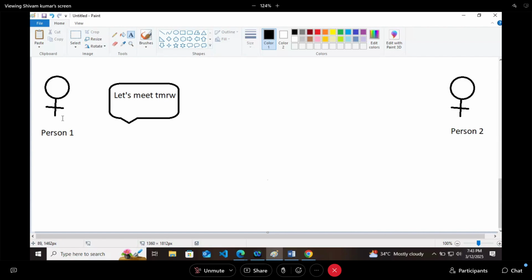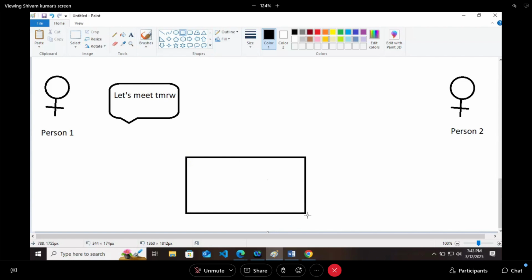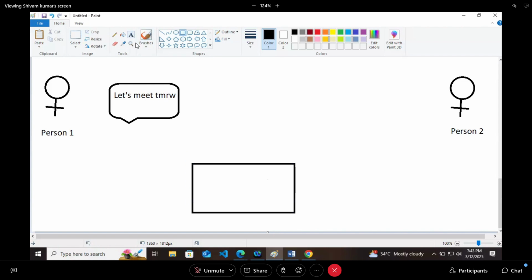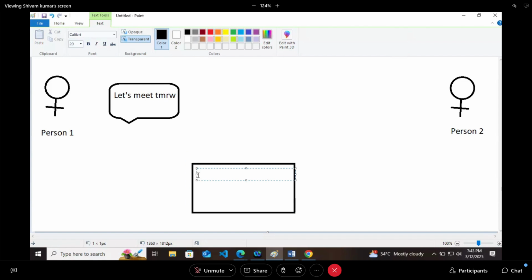So this person one had sent a message, let's meet tomorrow. Now there is a hacker sitting in between of this communication. Again, it's the man in the middle attack, or he is the man in the middle. Technically, he is a hacker.